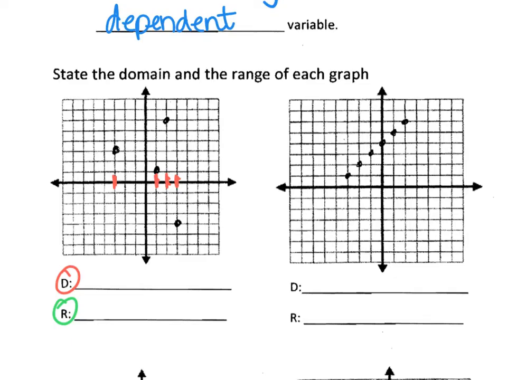So to write our domain, we use set notation. So curly brace, X, vertical line such that, and then in this case it's just a list of numbers. X equals -3, 1, 2, and 3. And we generally write them from smallest to largest.